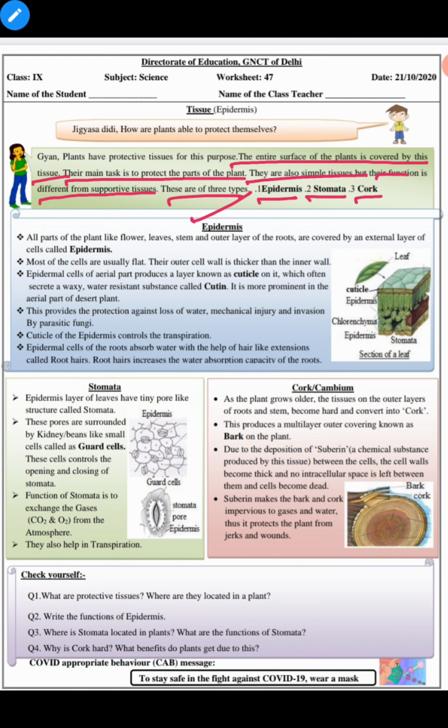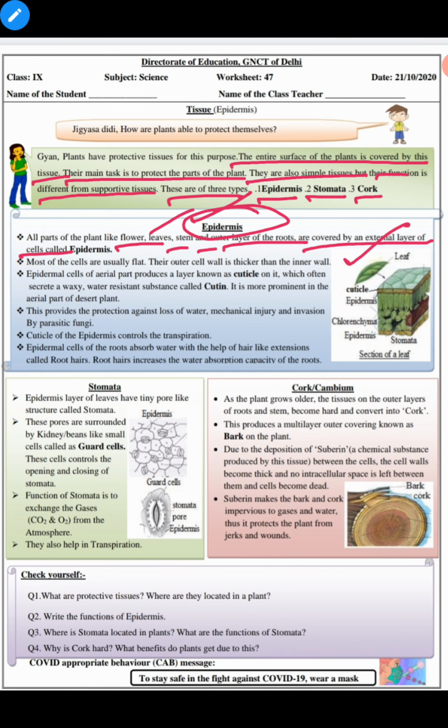All the parts of the plants like flower, leaf, stem, and the outer layer of the root are covered by an external layer of cells called epidermis. So where is epidermis present? Epidermis is present in all the parts of the plant, covered by an external layer called epidermis. Most of the cells are usually flat.